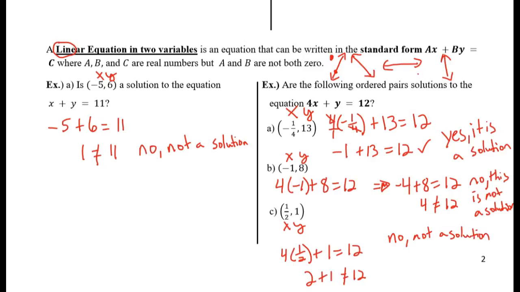To recap, if you end up with a true statement, so 12 equaling 12, it will be a solution. If you end up with a false statement, it will not be a solution.